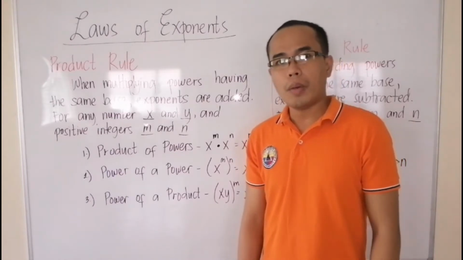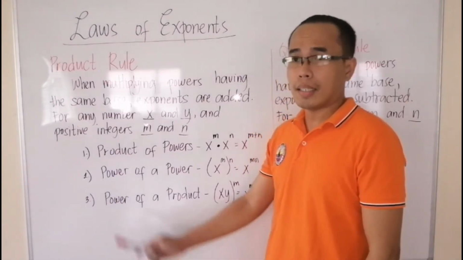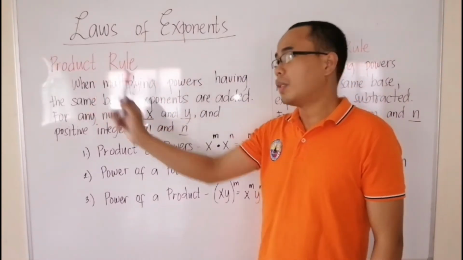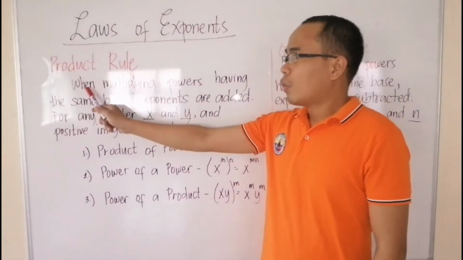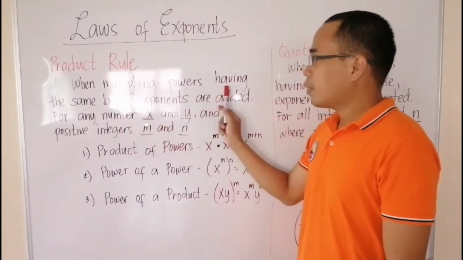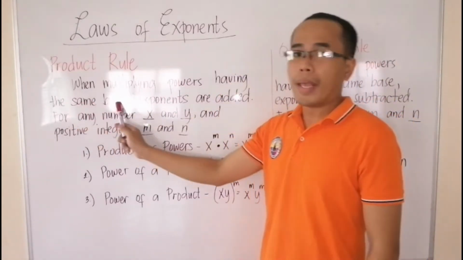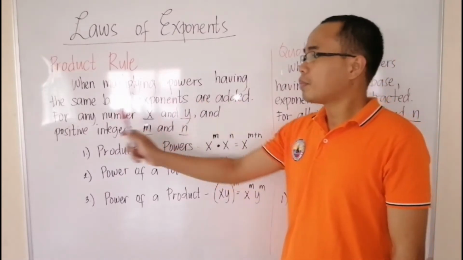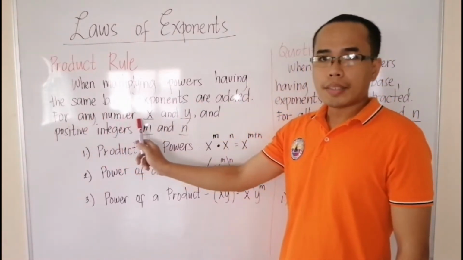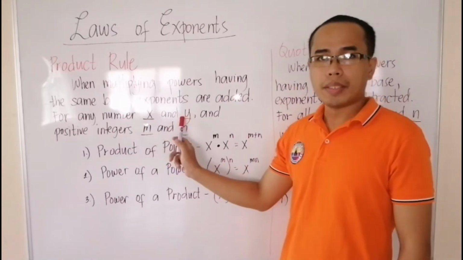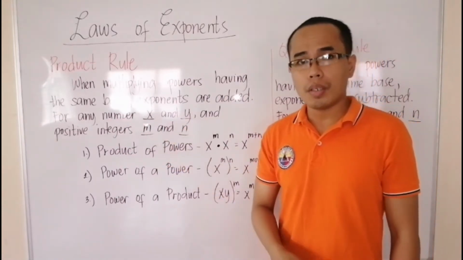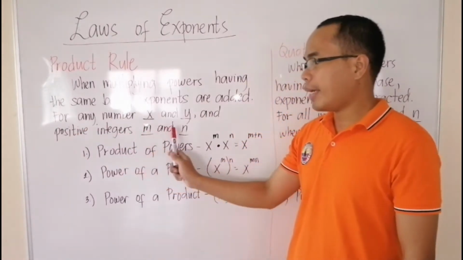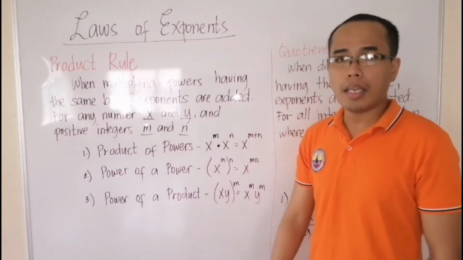Sa ngayon, ipapaliwanag ko sa inyo ang iba't ibang klase ng laws of exponent. First is the product rule. When multiplying powers having the same base, exponents are added. For any number x and y, so x and y represent any variable or a constant, and the positive integers m and n represent an exponent.